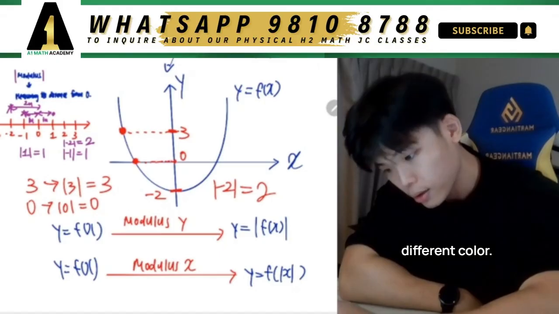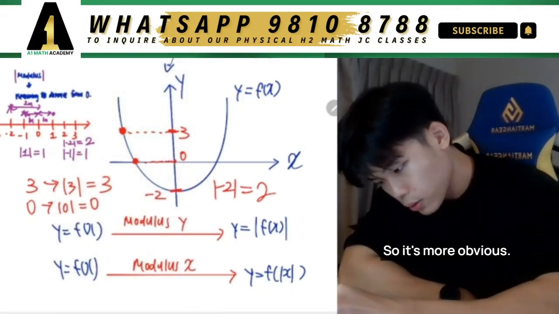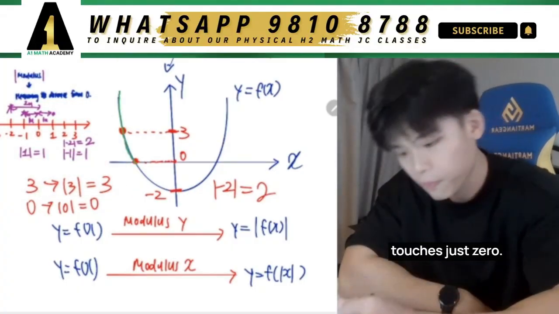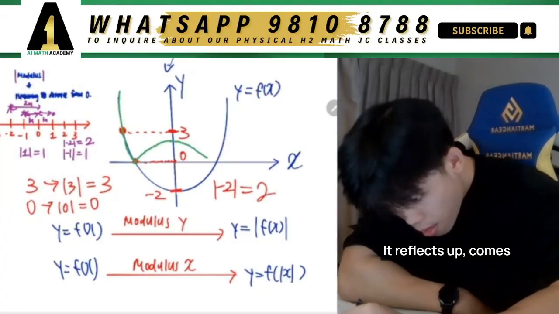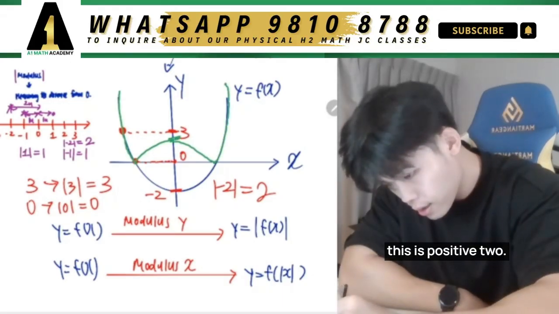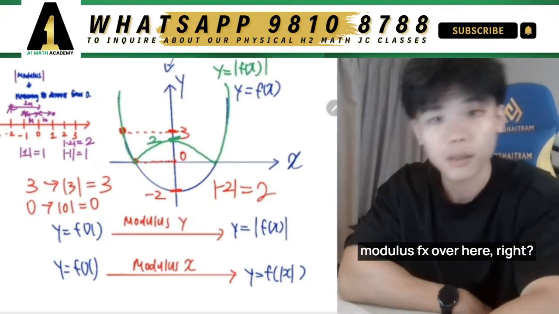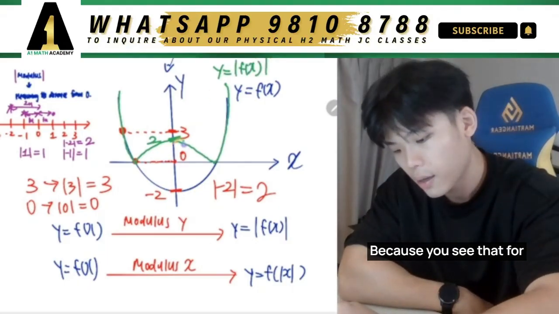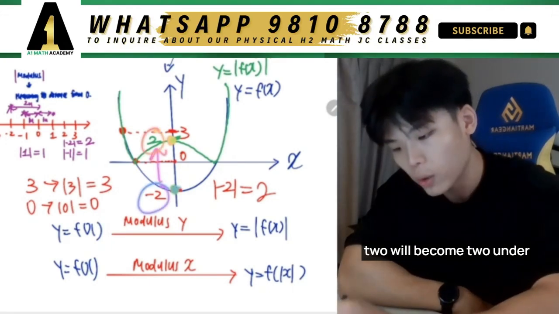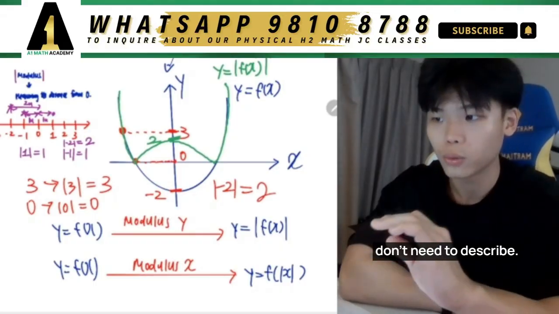I'm going to use a different color. Hopefully it's a little bit clearer. Maybe I draw it a little bit thicker as well, so it's more obvious. Okay, it comes down, touches 0, reflects up, comes down, and then goes back up again. Here now, this is +2, and this graph is modulus f(x). Because you see that for this point here and this point here, -2 will become 2 under this new graph.